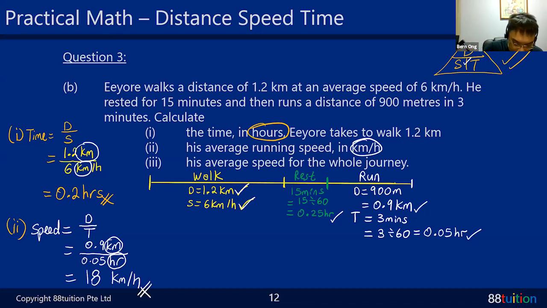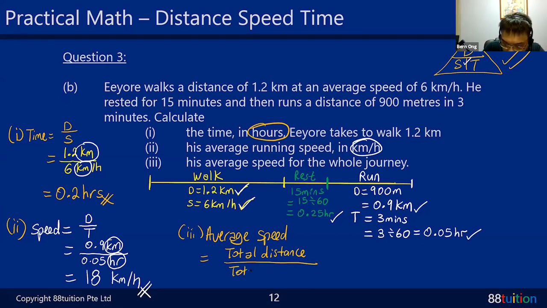And the last question, part 3. Question is asking for what? His average speed for the entire journey. His entire journey has walking, resting, running. So that's called the entire journey. So the meaning of average speed is equal to what? Is equal to total distance divided by what? Total time. That is the meaning of average speed. Total distance, total means everything, including the walking and the running.